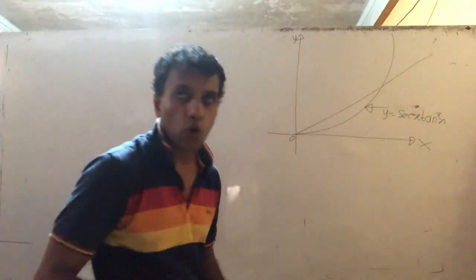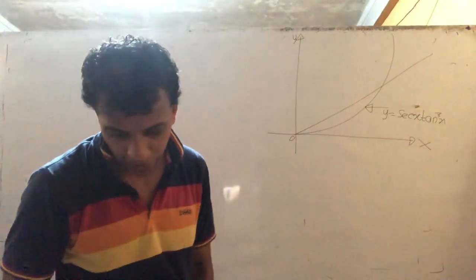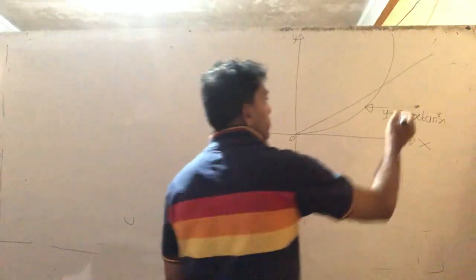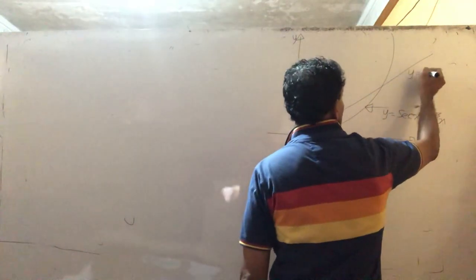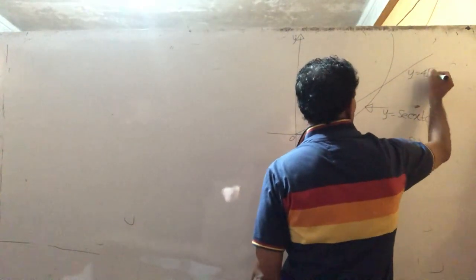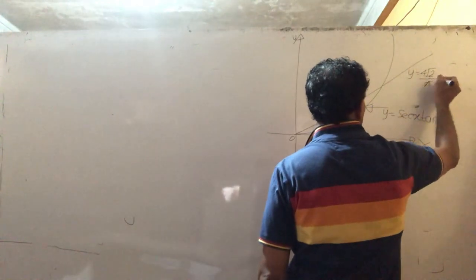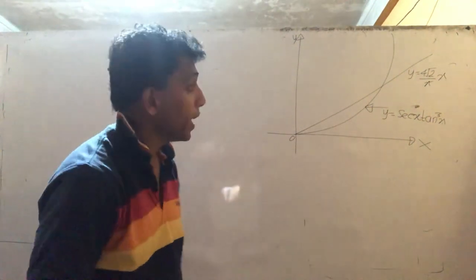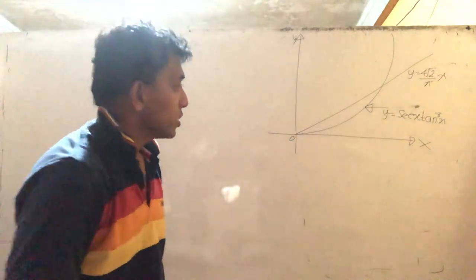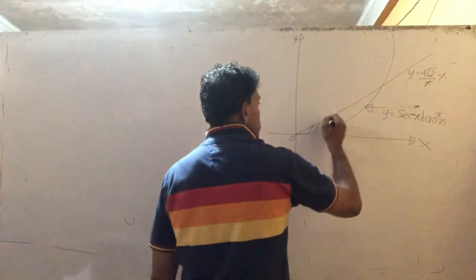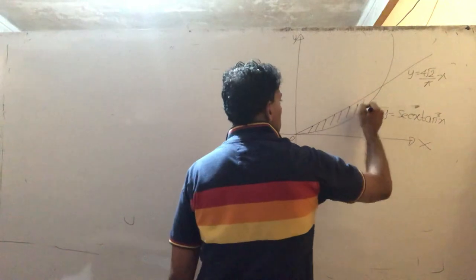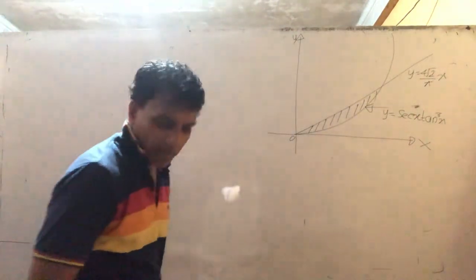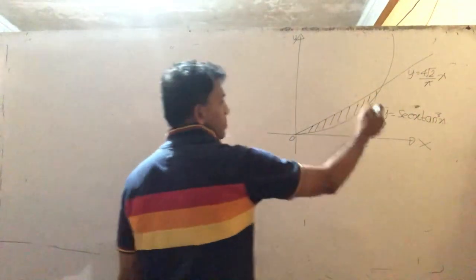That's the graph that's drawn here. And the straight line is also given: y equals 4 root 2 over pi into x, like a y equals mx pattern, right? 4 root 2 over pi into x. So the shaded part is this. The coordinates are given here. You can see that simply.